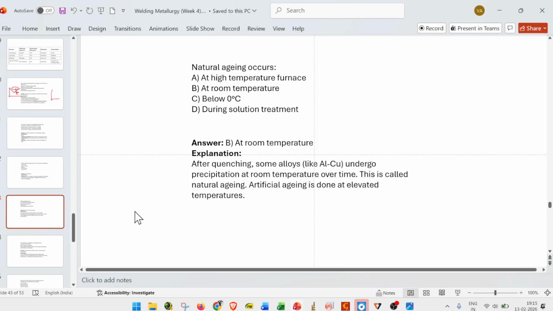Artificial aging is done at an elevated temperature. Natural aging is a much slower process compared to artificial aging. So to increase the aging speed, we can do it at elevated temperatures. We can hold it there, so the precipitation formation will increase.